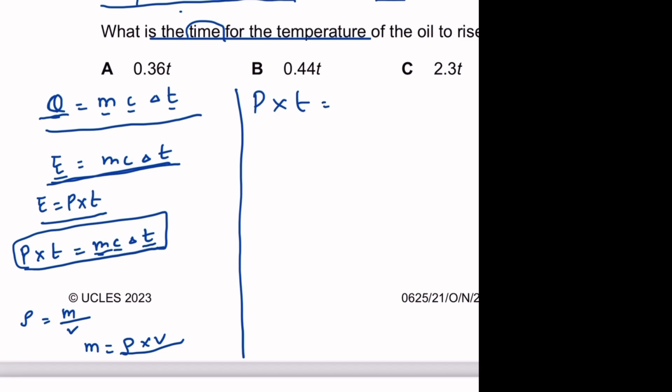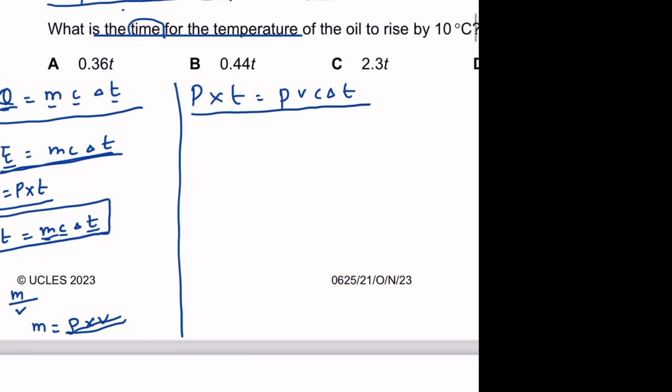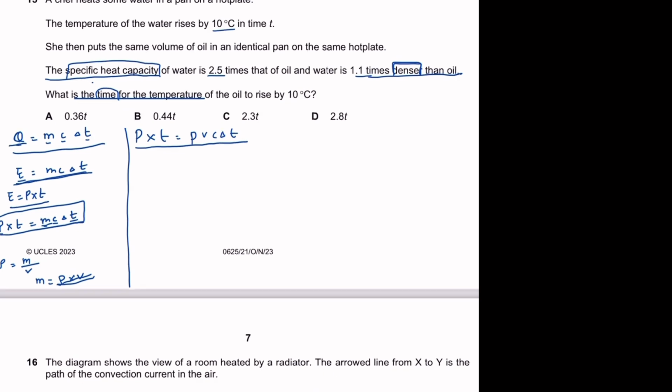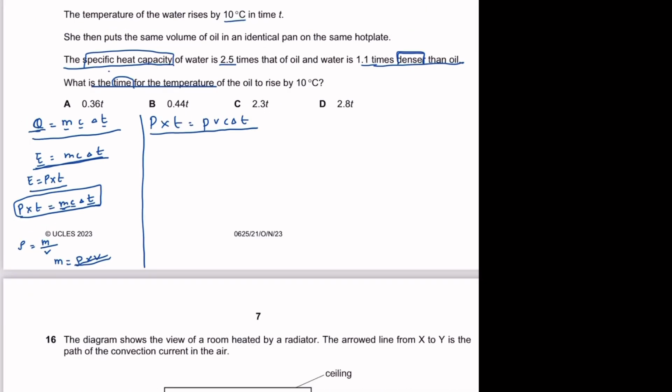I'm just going to modify this formula now. P into T equal to, instead of mass, I'm going to put density into volume: P T equals rho V c delta T. So this is my modified formula now. This question is even harder because you are technically working with ratios also, since it says 2.5 times that of oil and 1.1 times denser than oil. So this line is pretty important in your whole question.